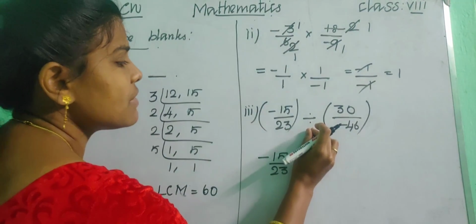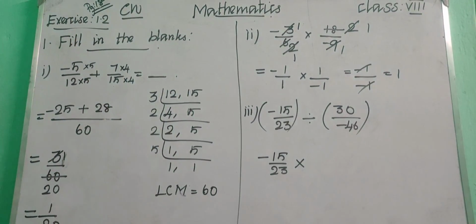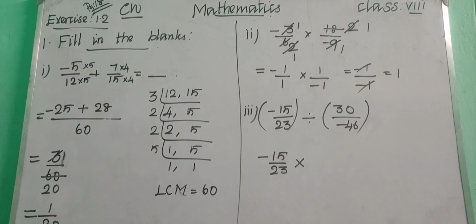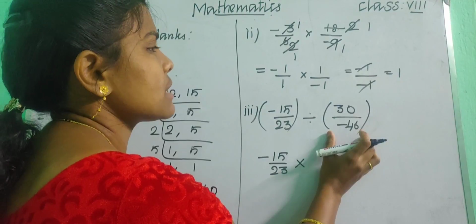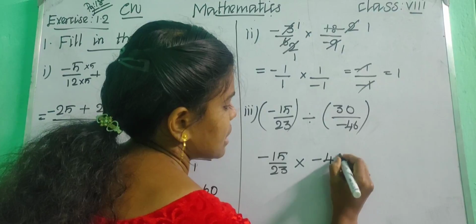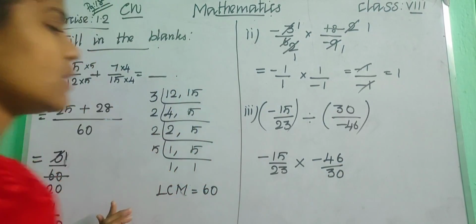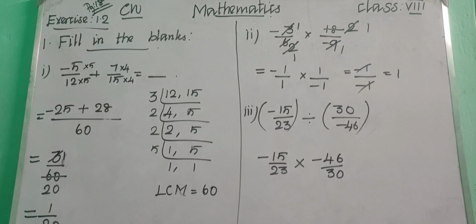Here we have the division symbol, so we need to change it into multiply. And then we need to take the reciprocal of 30 upon minus 46. What is the reciprocal? Minus 46 upon 30. Okay children, now we have the rational numbers in multiplication format, right? So what do we need to do first? We can make it into standard form and simplify it, and then we can multiply.